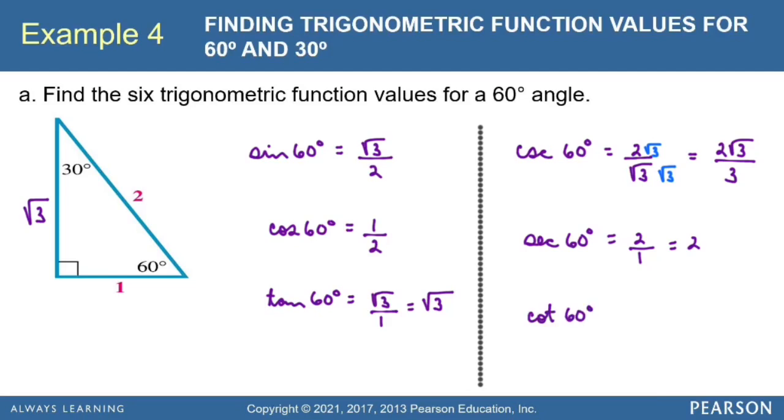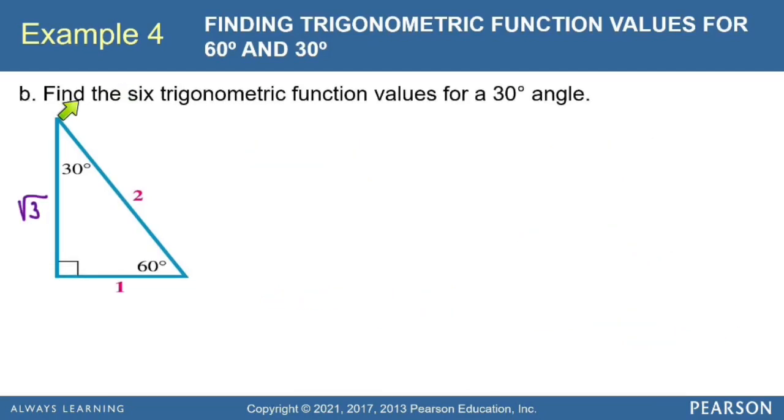And the cotangent of 60 degrees is going to be the reciprocal of square root of 3, so it's going to be 1 over square root of 3, which we will rationalize, and we'll end up with square root of 3 over 3. Now let's look at part B, where they've asked us to find the 6 trigonometric function values for a 30-degree angle. And we have the same triangle here to work with. So this time we're concentrating on the 30-degree angle. So the side opposite to the 30-degree angle will be 1, and the side adjacent to the 30-degree angle will be square root of 3, and of course the hypotenuse is still 2.